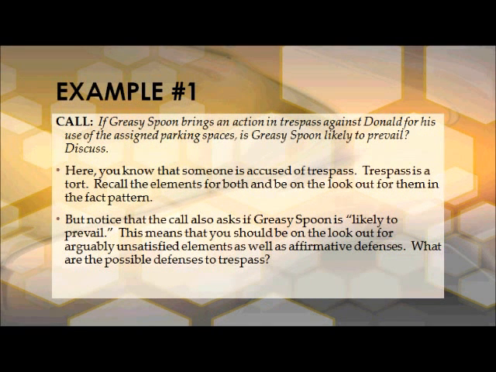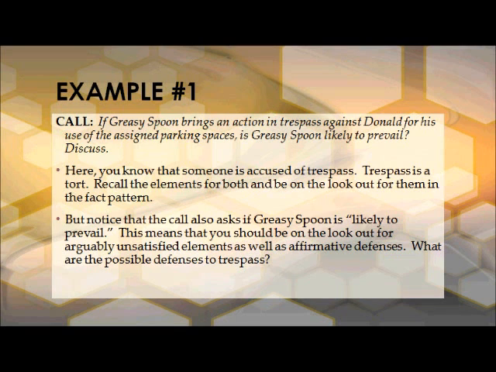All right, first one, I'll just read it. If Greasy Spoon brings an action in trespass against Donald for his use of the assigned parking spaces, is Greasy Spoon likely to prevail? Discuss. Okay, so you know something to do with trespass is happening. That's a tort. It's an intentional tort. So you want to recall those elements for trespass, and then when you do skim the fact pattern, you want to make sure you see those elements there. And if you don't see an element, if one's missing or if it's a little ambiguous as to whether the element is satisfied, obviously note that because that's something you're going to need to discuss in your essay.